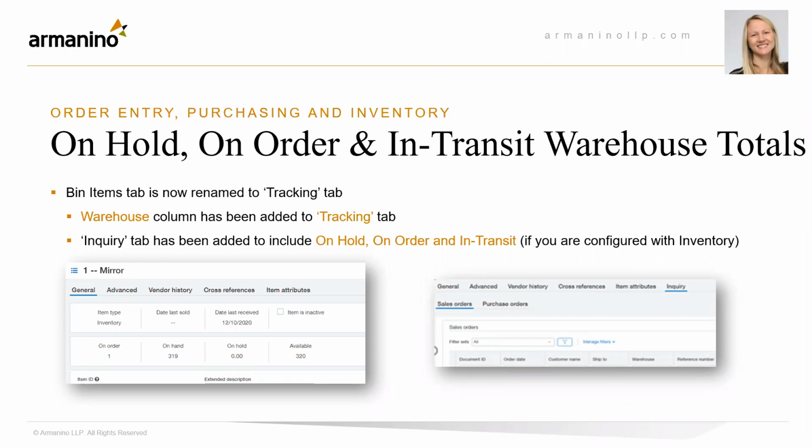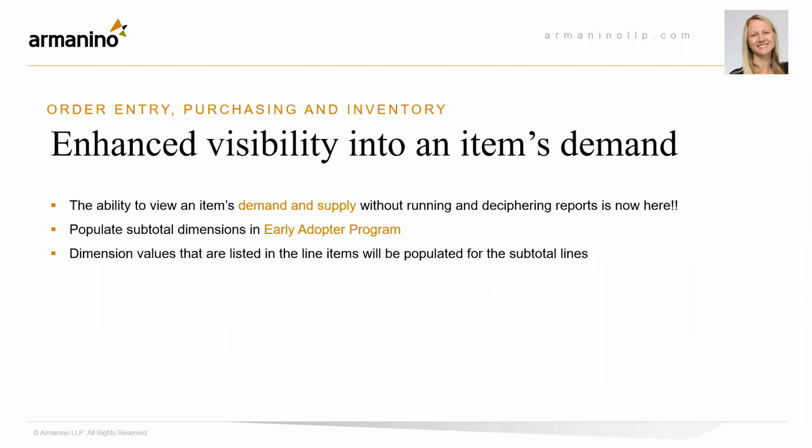And then a new tab also was added called inquiry. And this will include your on hold, on order, and in transit transactions depending on the configuration of your environment. Then you will have the ability to view an item's demand and supply without going to reports and running them and deciphering what is in stock.